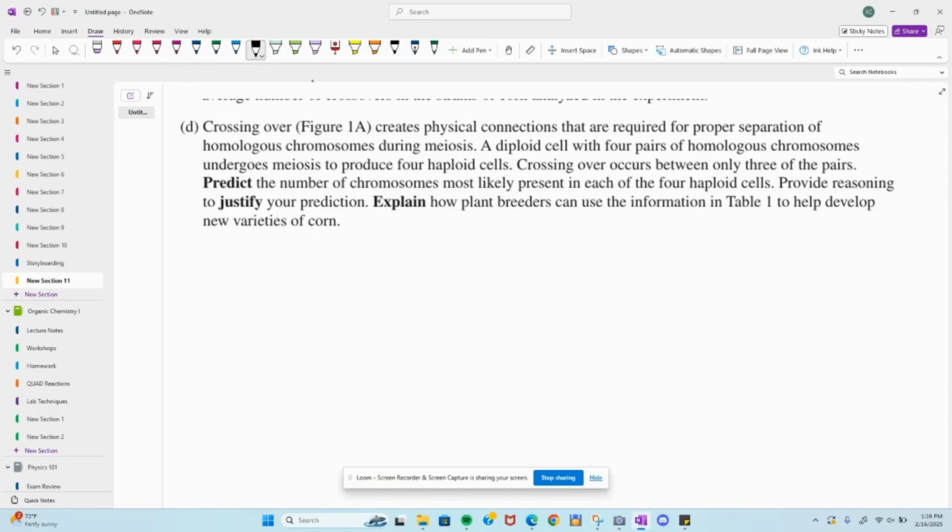Alright, so we're told that a diploid cell with 4 pairs of homologous chromosomes undergoes meiosis to make 4 haploid cells. Diploid, we know, means 2N. So we're going to go ahead and rewrite this as 2N. That gives us 4 pairs of homologous chromosomes. That means that N is going to be equal to 4, if that makes sense.